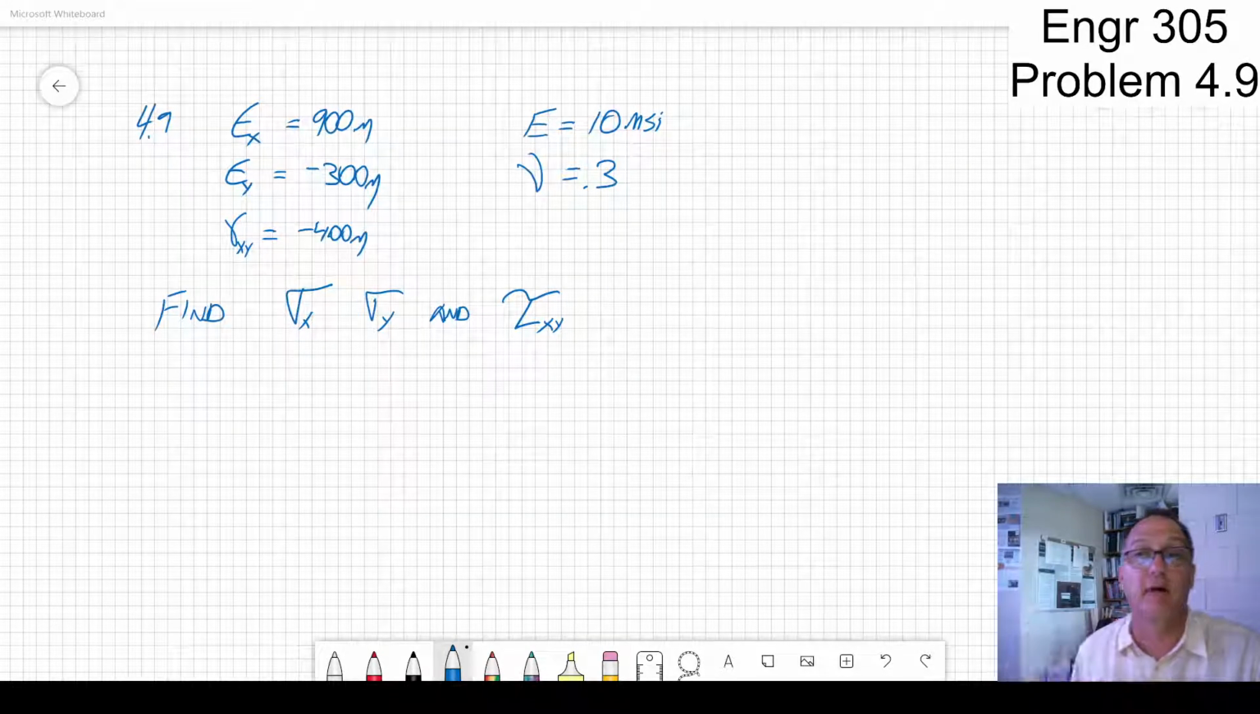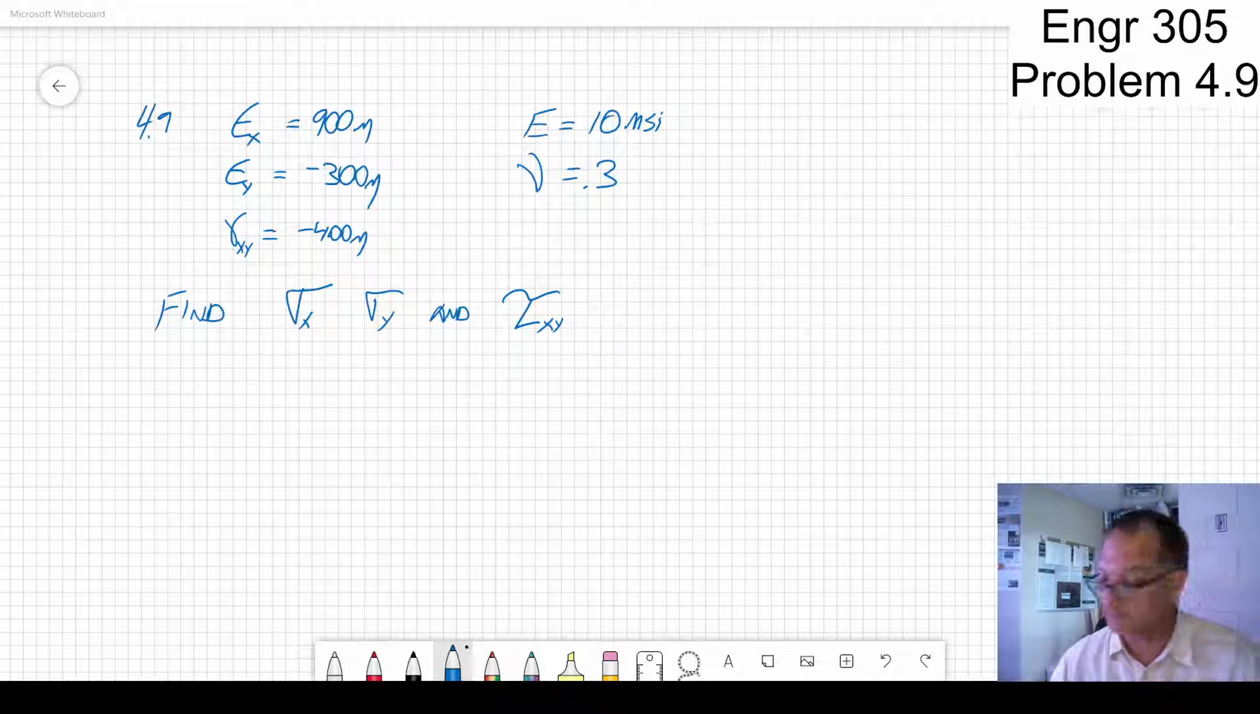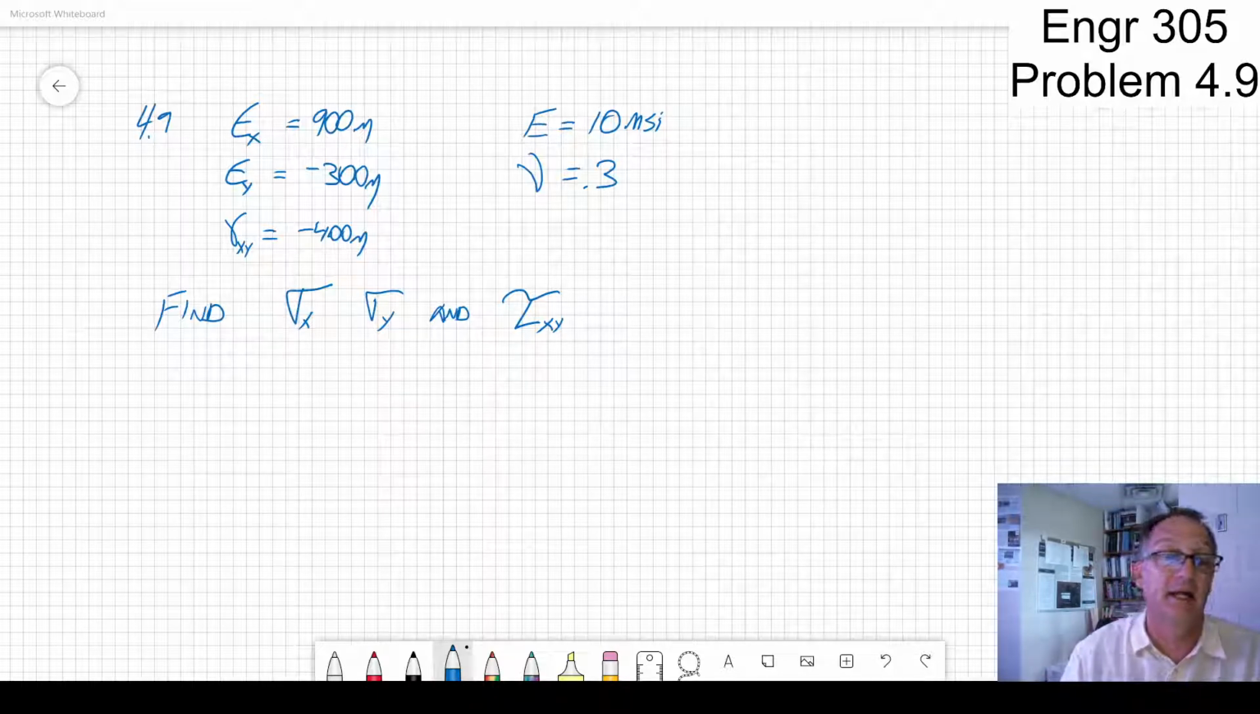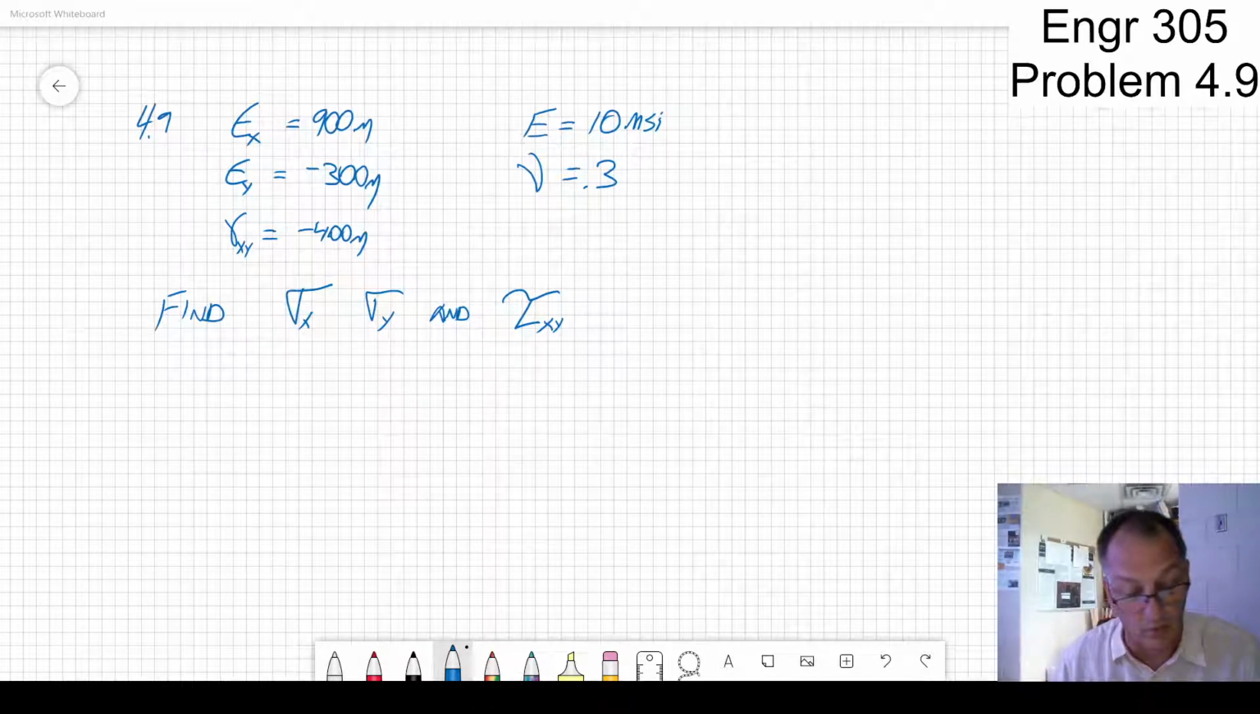Engineering 305, problem 4.9. No picture. They just gave us a chart of four homework problems with the data: the strain in the X, the Y, and the shear strain, and then material properties. You're supposed to find the normal stresses and the shear stress. Now, there's a trick to this problem.